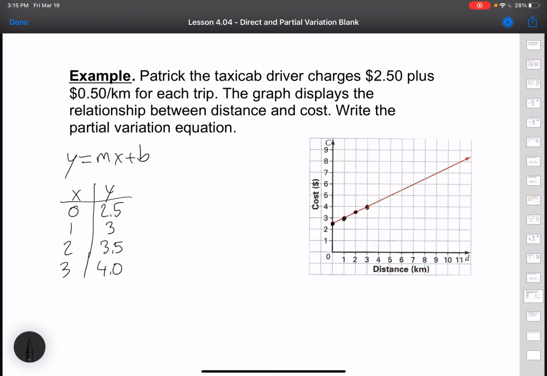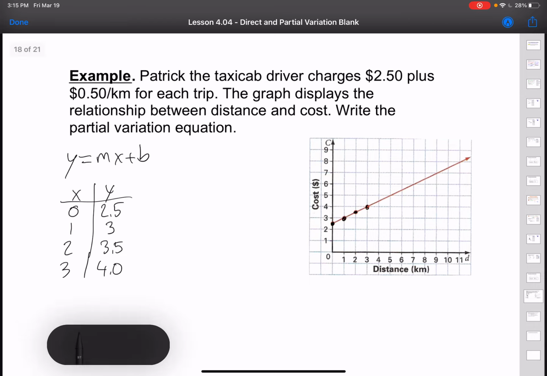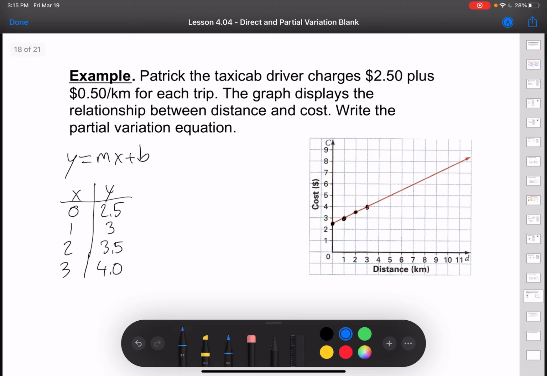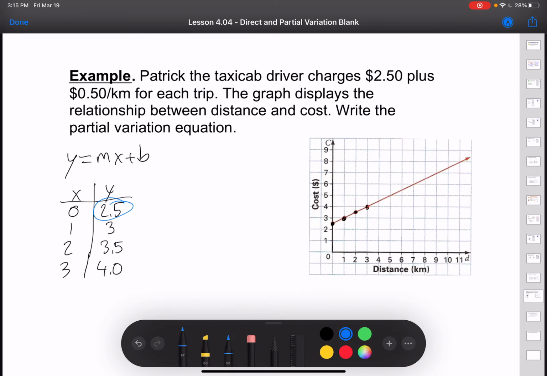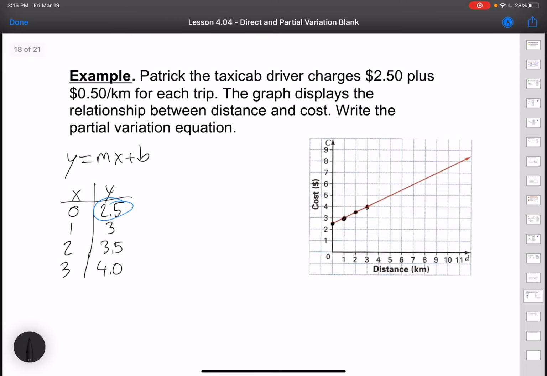All right, and then we could use our table. So we know from what we said before, the b value is 2.5. And so we can say b equals 2.5 based off of that. And then how much does it change each time we go down? Well, each time we're adding 0.5. Since we're adding 0.5, that becomes our m value.